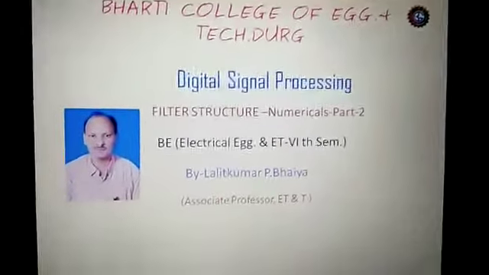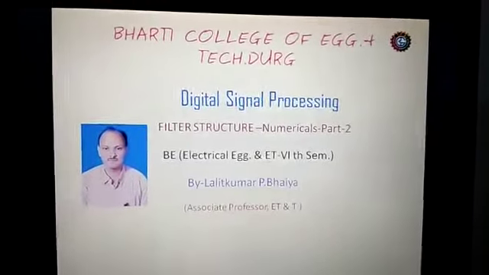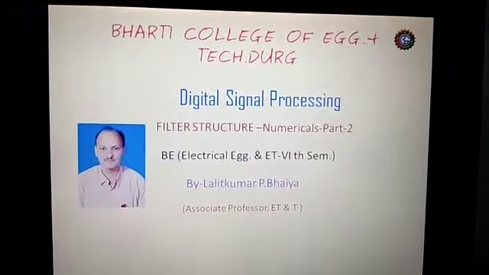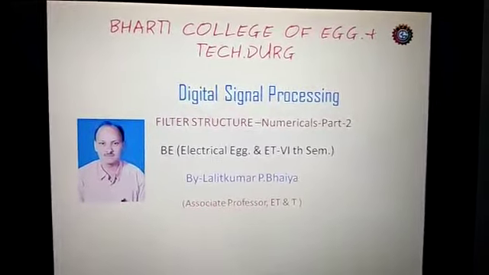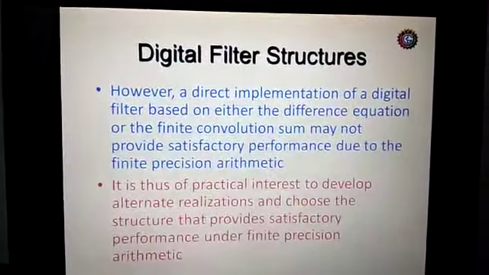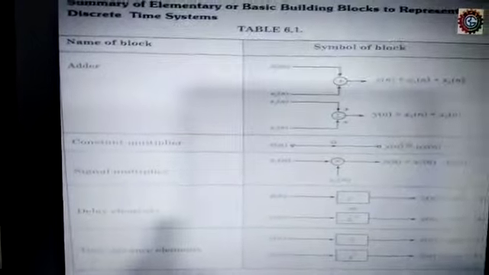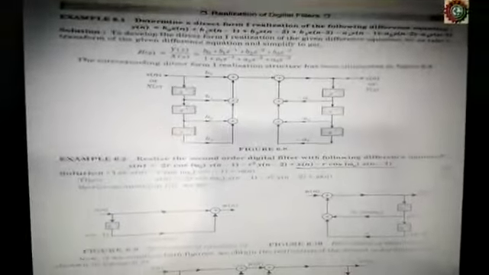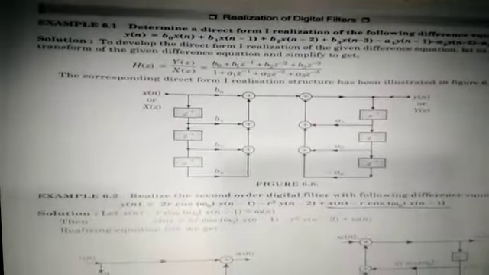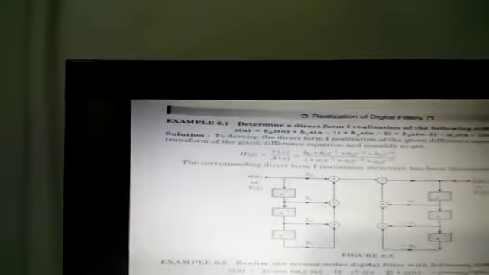Dear friends, in the last video we saw the digital filter structure numerical on the direct form 1 method, and now we will go to the digital filter structure numerical with the direct form 2 structure. We have already seen this equation, and this numerical that is of the direct form 1 method. Now we will go for the numerical with the direct form 2 method.